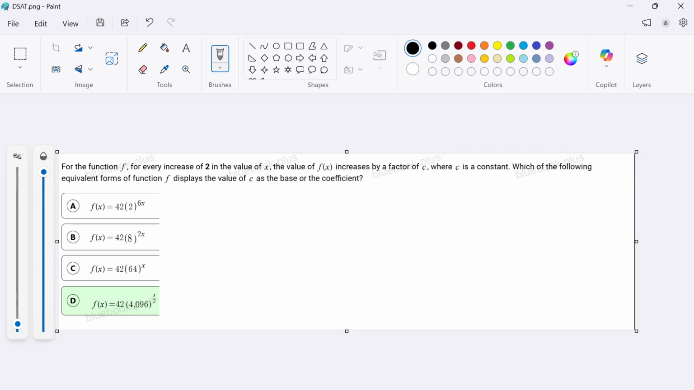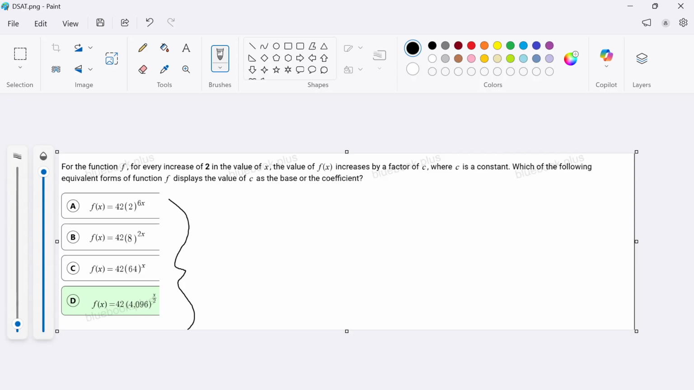That's the factor that it's increasing by. So I need to have c evident in the answer. And it says, which of the following is an equivalent form of function f? So these are all forms of function f, displaying the value of c as the base or the coefficient.